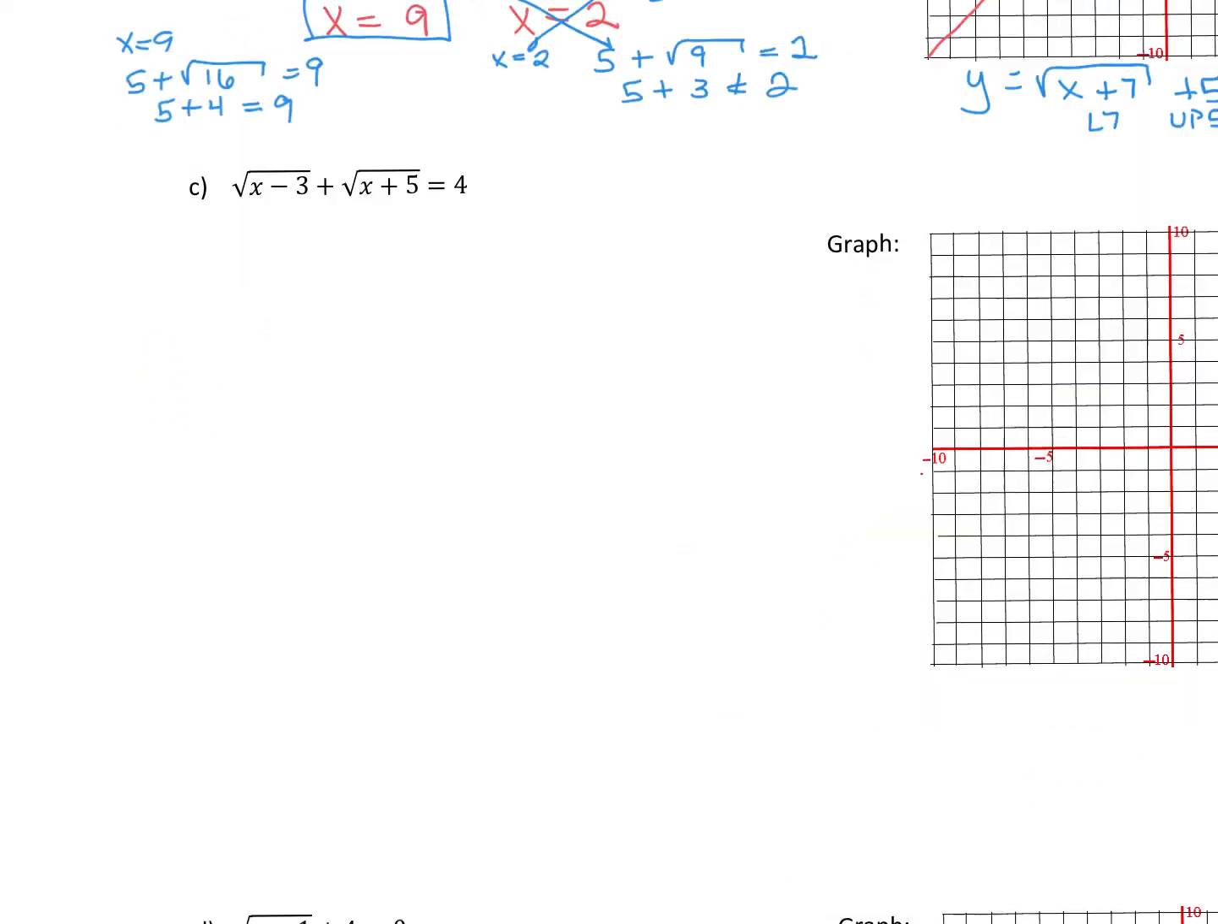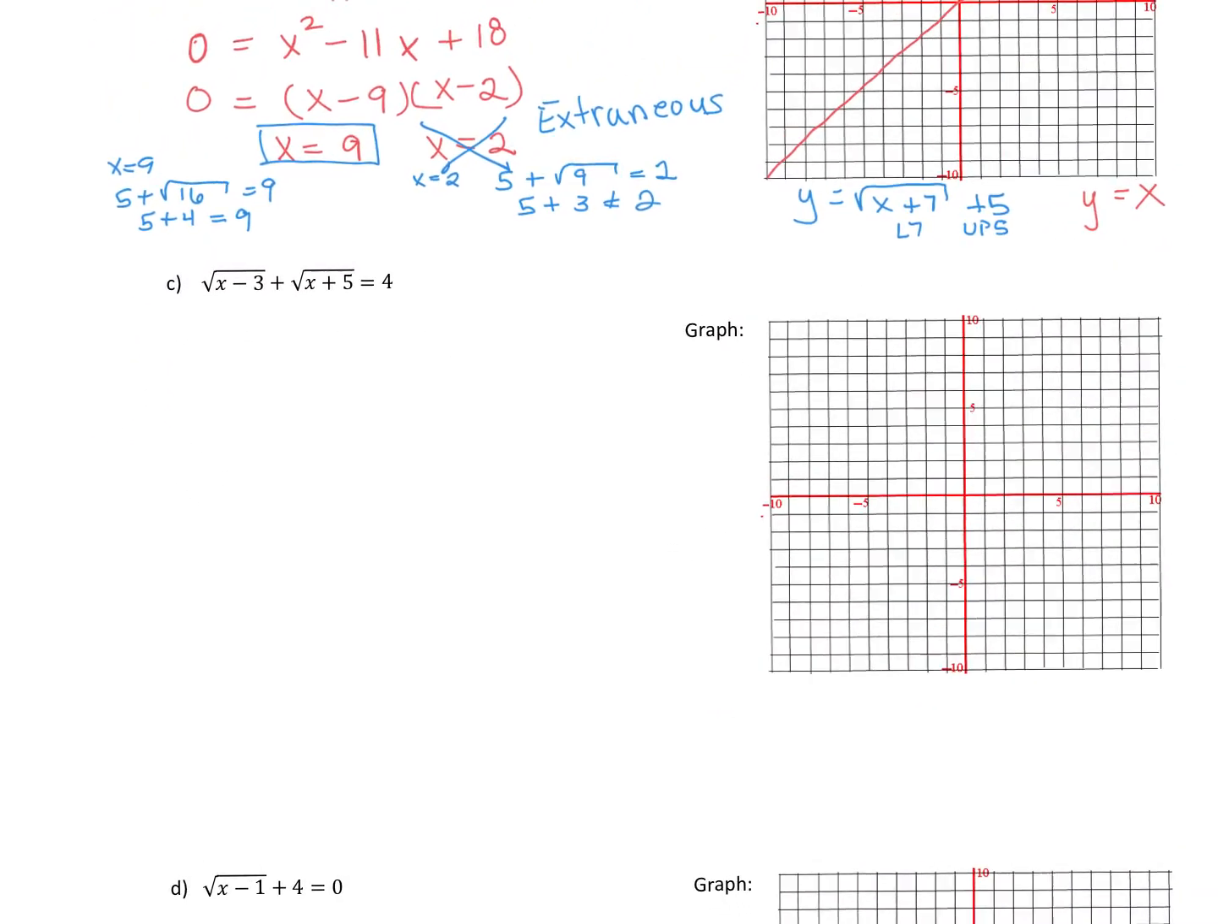Okay, for our last example, we have 2 radicals. So for 2 radicals, we have to isolate one of them. Remember, we're going to isolate, raise, solve, check. So let's isolate this first one, the square root of x minus 3, and we will subtract the second radical, square root of x plus 5.